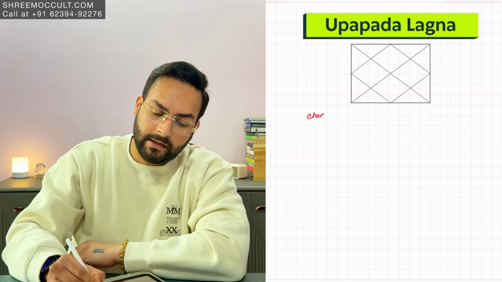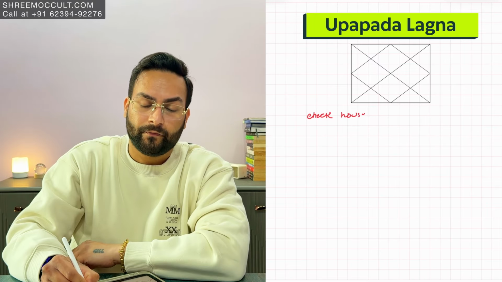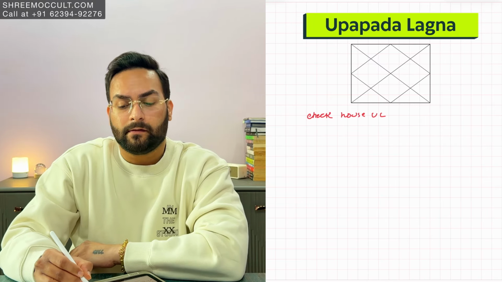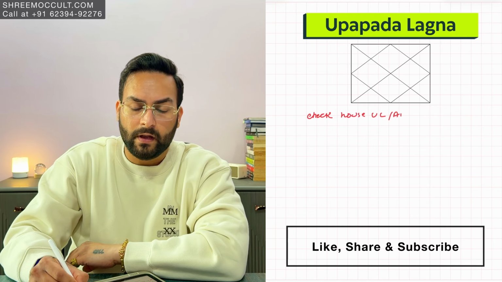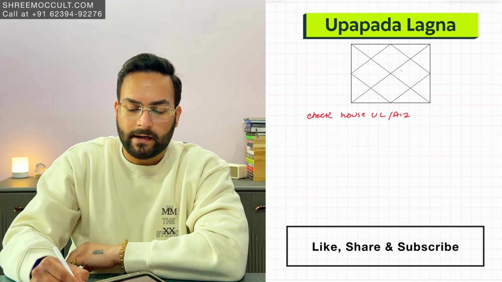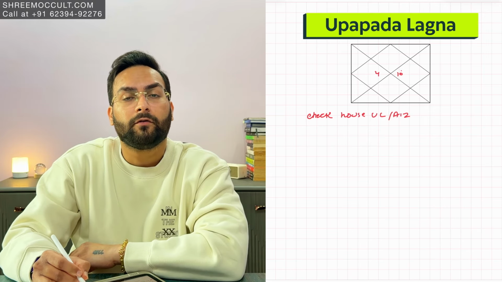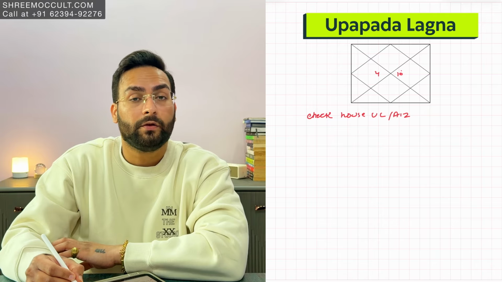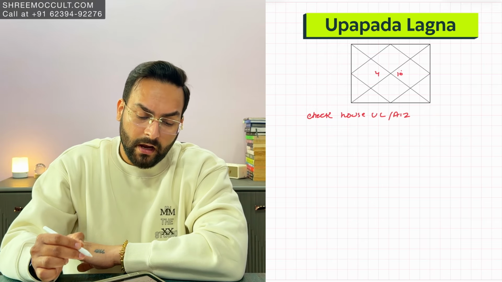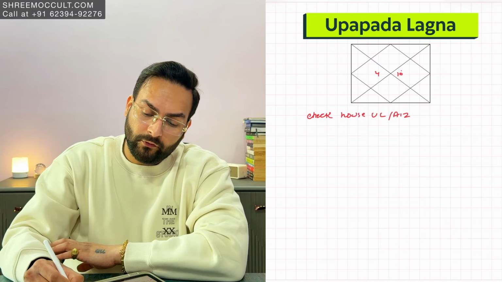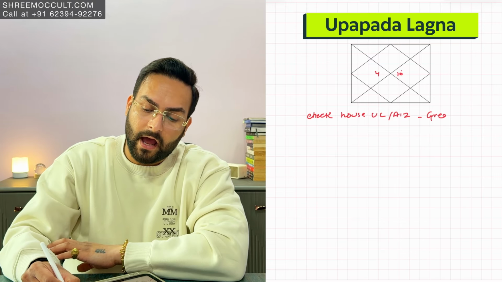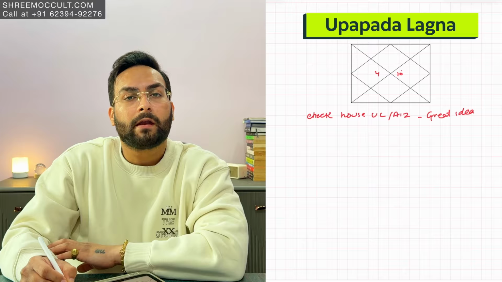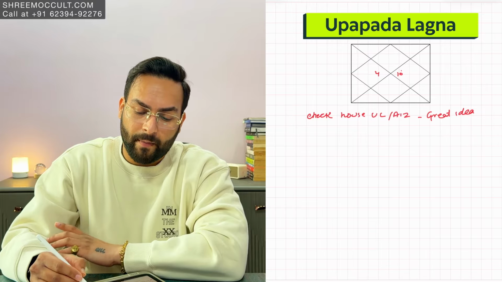Now, there are certain things that you need to do. Firstly, you can check the house in which Upapada Lagna is placed. Either it will be UL or A12. It can be in the 10th house, it can be in the 4th house, and it can be in a different set of Rashi also. So that you need to go ahead and identify. This house is going to give you a very great idea about your marriage and how it is going to be, about your partner also.